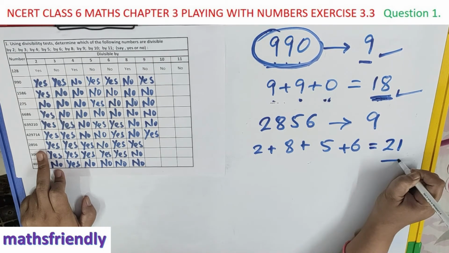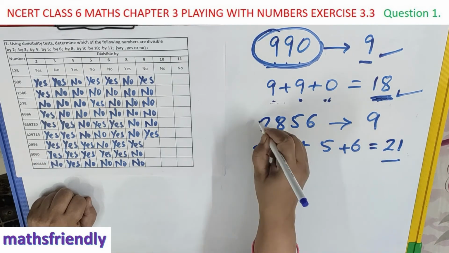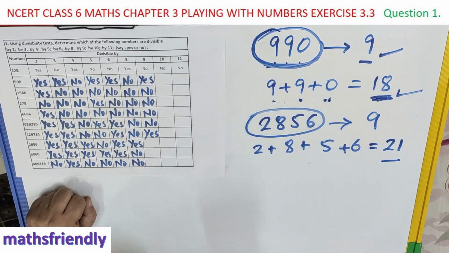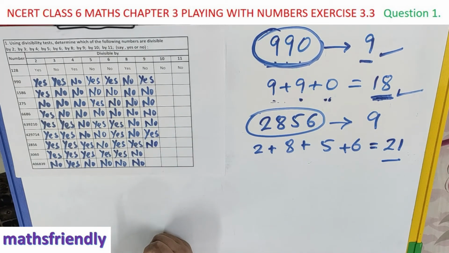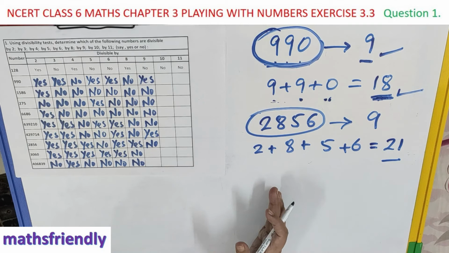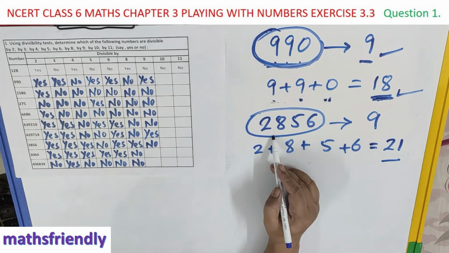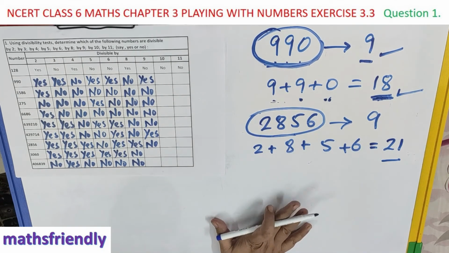Is 21 divisible by 9? No, 21 is not divisible by 9. It means this number is also not divisible by 9 and we will write no here. Understood? Within seconds we can find that the given number is not divisible by 9.